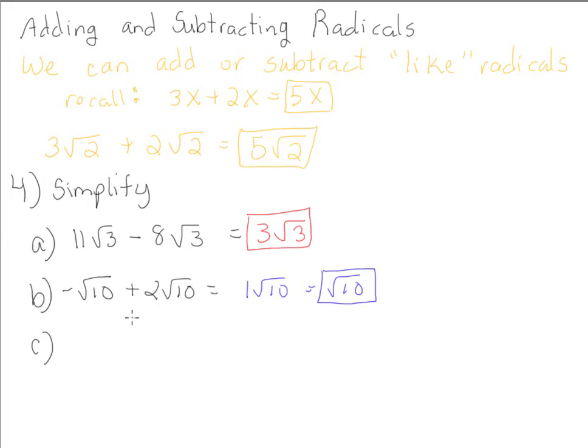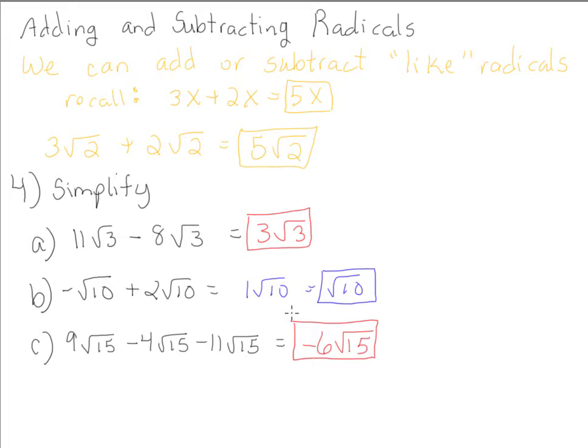Now we can do multiple terms. We can add and subtract as many terms as we want. So in C, we're going to take 9 the square root of 15, minus 4 the square root of 15, minus 11 the square root of 15. So notice all of these are square root of 15, so they're all like terms. So I'm just going to simply take 9 minus 4, which is 5, minus 11, which will be a negative 6, and then copy down our like radical, which is the square root of 15, for our final answer of negative 6 times the square root of 15.